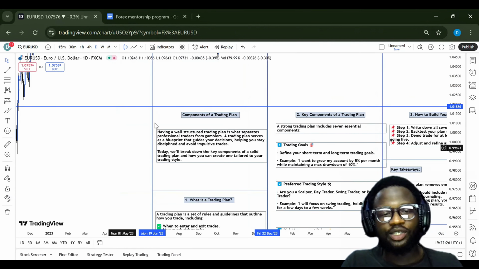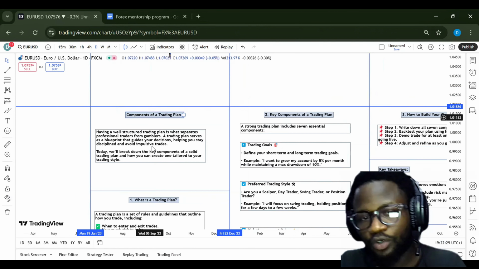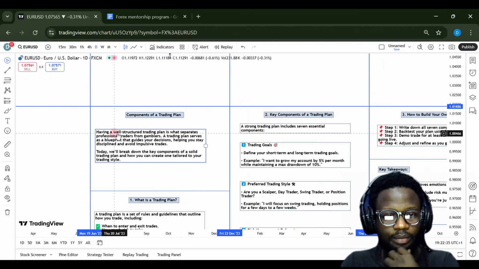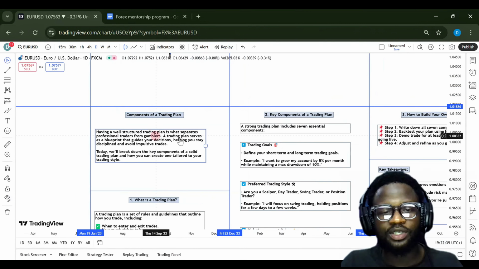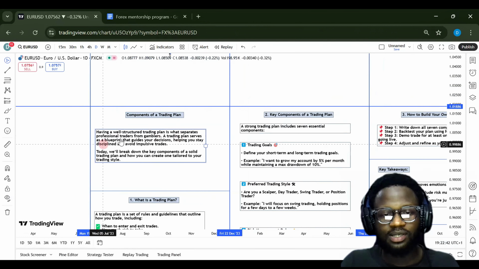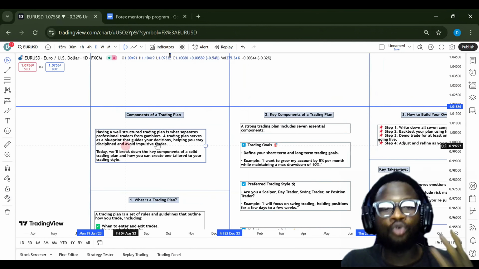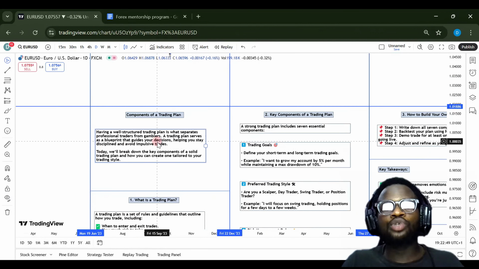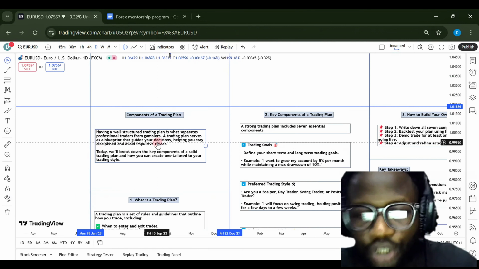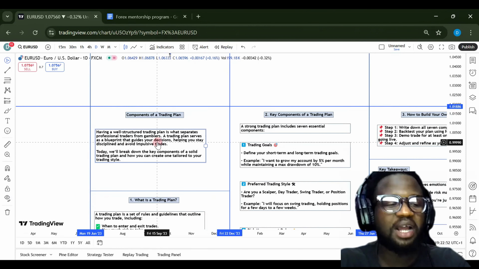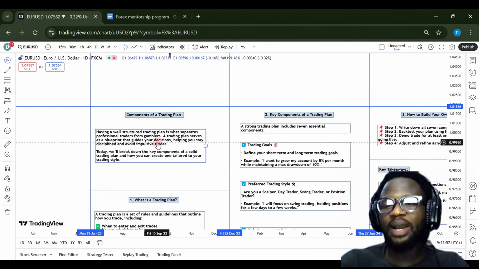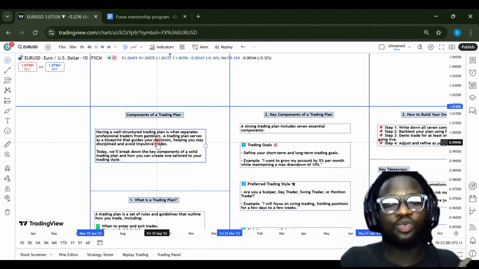Components of a trading plan. Let me get my demonstration tool here. Having a well-structured trading plan is what separates professional traders from gamblers. A trading plan serves as a blueprint that guides your decisions, helping you stay disciplined and avoid impulse trades. See, in your journey, this is not something you read and then you say, oh, I'm not going to make that mistake. No, you might even make them without first realizing that, oh, this is what this is.